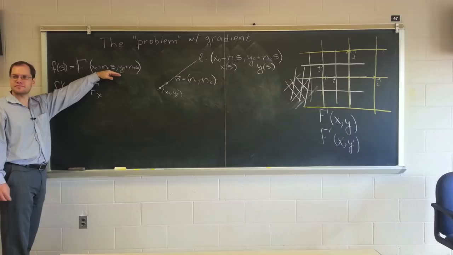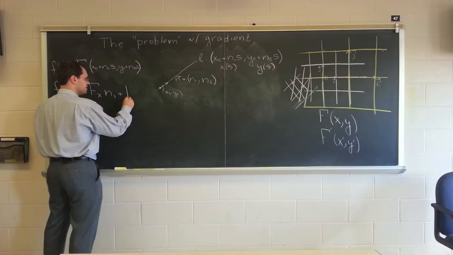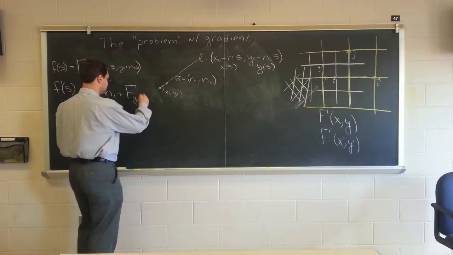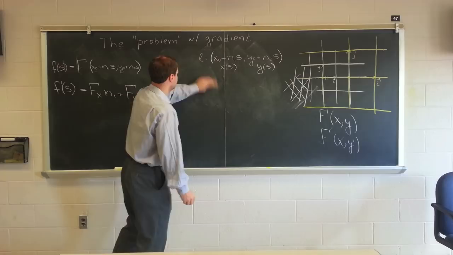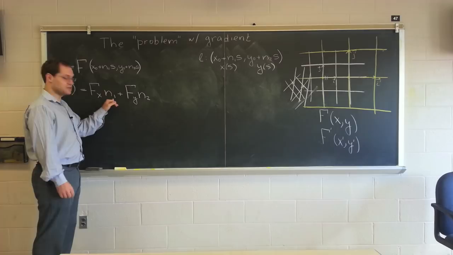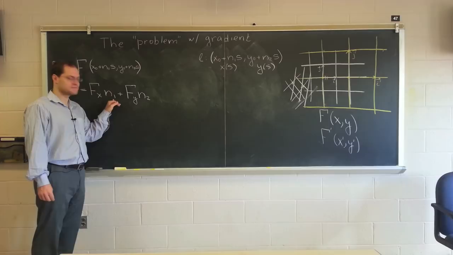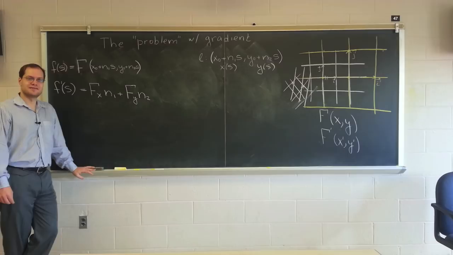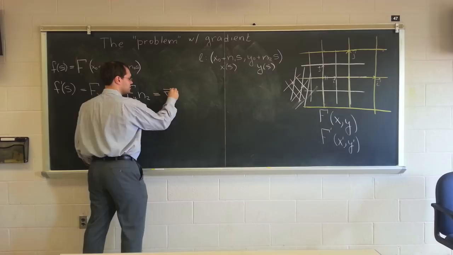N1. Plus df dy, dy ds. And dy ds is? N2. And this, because we're in Cartesian coordinates, this will also require an adjustment when you go to other coordinate systems, is the dot product of what we call the analytic gradient of f and n. This is the gradient of f dotted with n.